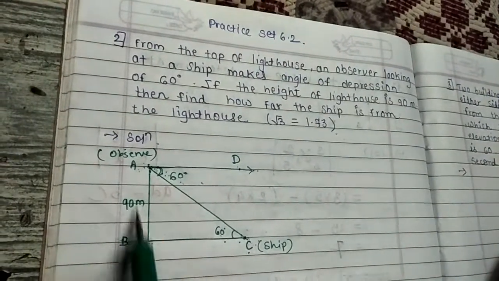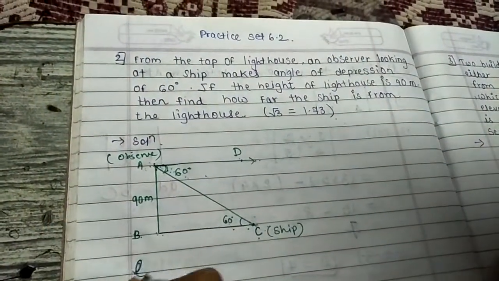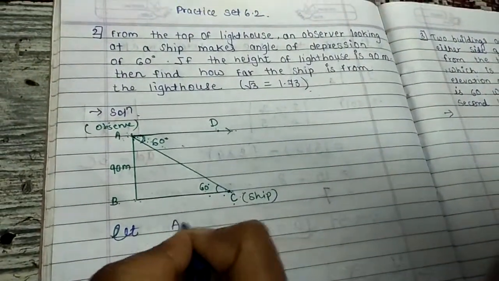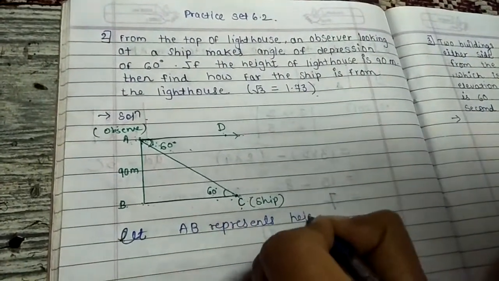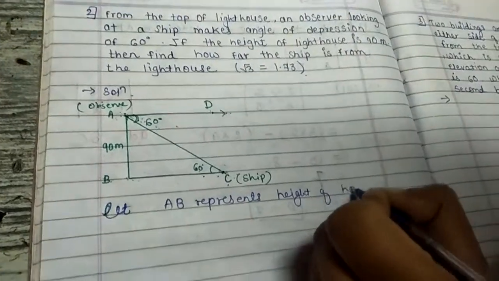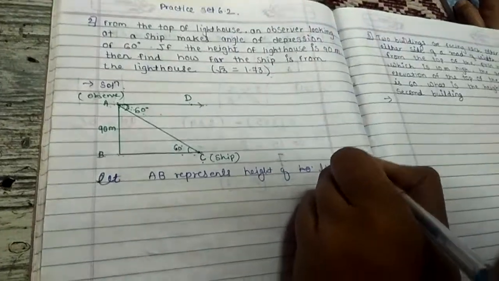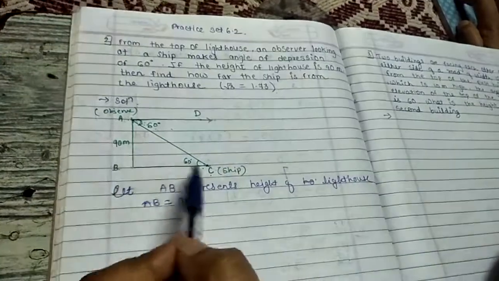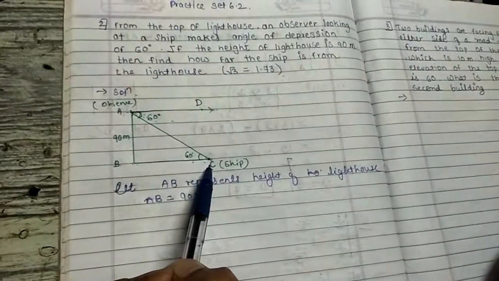So now here, what is AB? Height of the lighthouse. So here we are going to say, let AB represent height of lighthouse. So AB length is what? It is here. So AB is equal to 90 meter. Now next, it is nothing but the C. The C is nothing but the position of the ship.